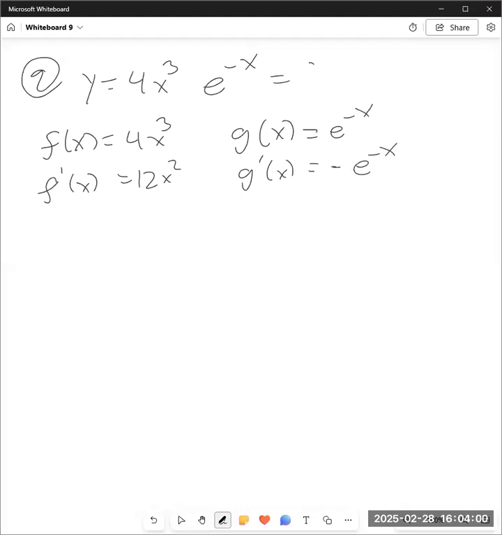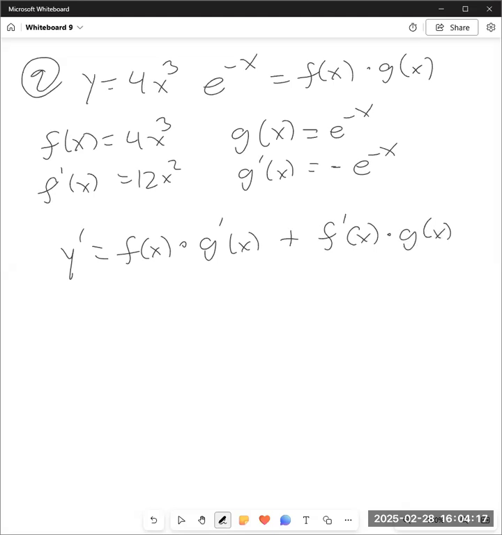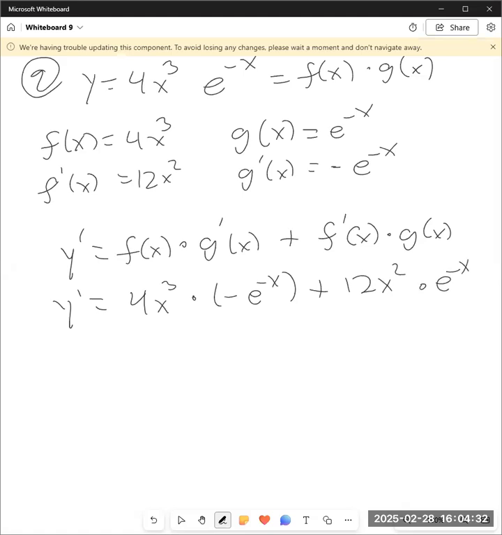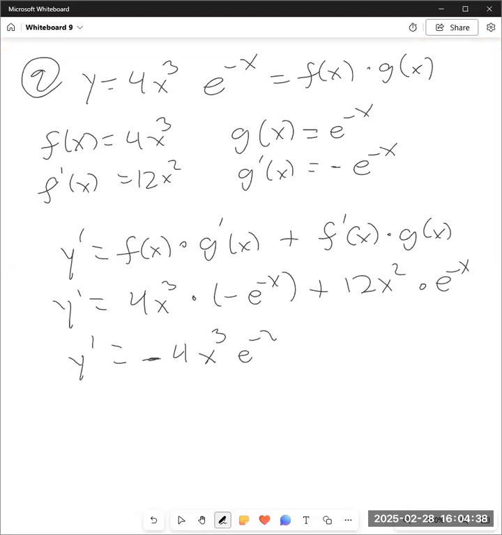So if this is f times g, then y prime for me is going to be f times g prime plus f prime times g: 4x cubed times negative e to the negative x plus 12x squared times e to the negative x. Y prime is a negative 4x cubed e to the negative x plus 12x squared e to the negative x.